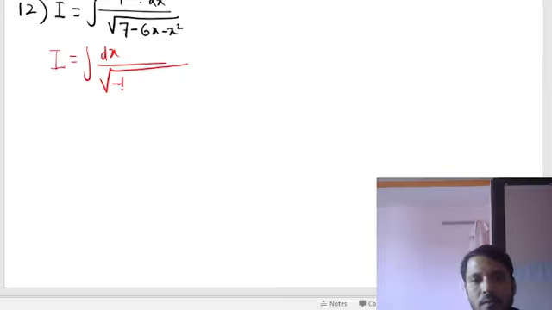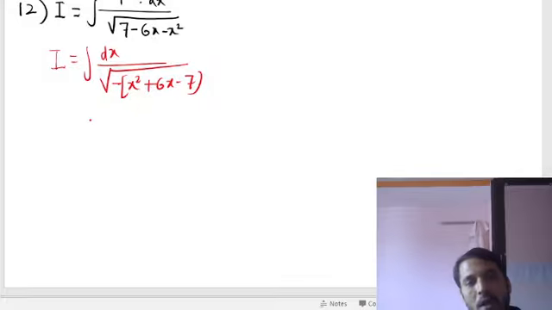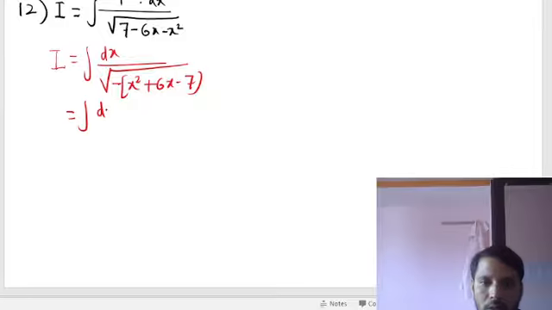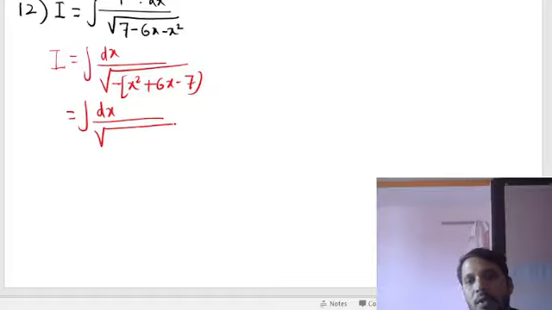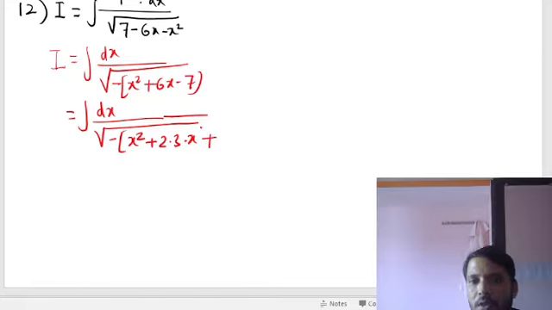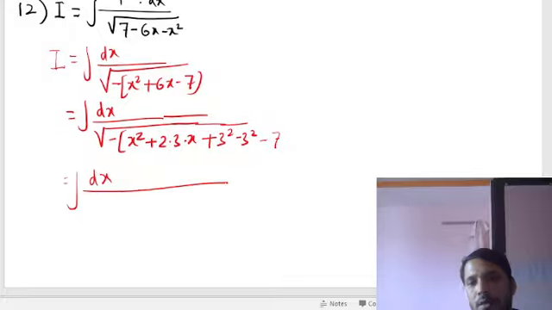Integration of, if we are taking minus common, it will become x square plus 6x minus 7, right? Now what we can do here, we can apply the completing the square method. So how to do that? Integration of dx divided by under root of, minus, x square as it is, this we can write as 2 into 3 into x. x square is already there, so a square plus b square we need. That means here we need the 3 square, and we have to subtract the 3 square as well. Subtract 3 square. Now minus 7, further this can be written as integration of dx under root of what?